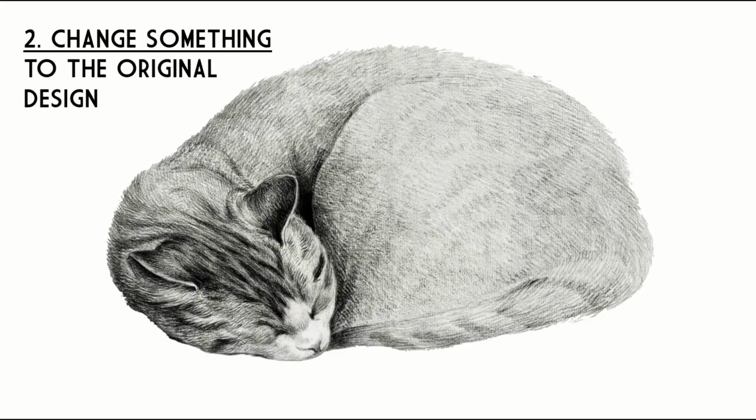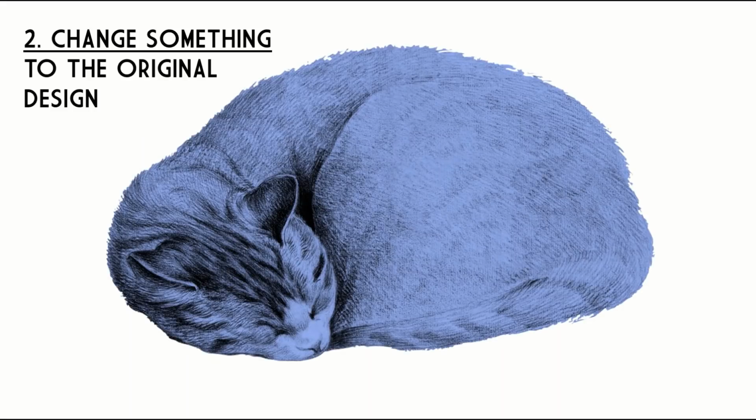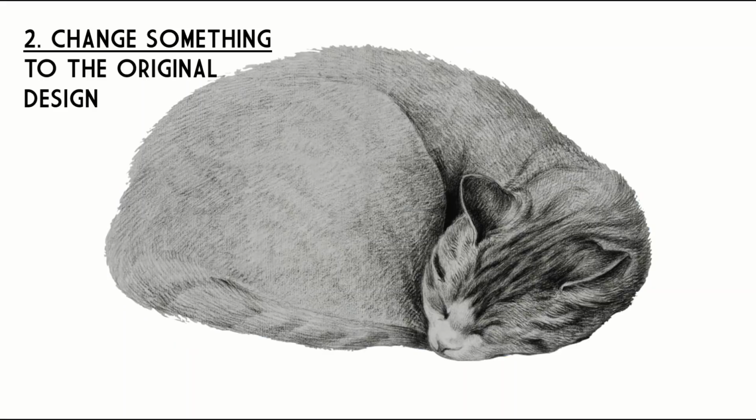Number two, you can change something in the original design. Maybe I don't want to add anything. I want to keep it the same. Okay, maybe I change the color. And I admit I'm not a big fan of a blue cat, but you get the idea. The other thing is you could just rotate it. You can flip it. Make it somehow different so it's not the exact same. It increases your chances that you're not going to get some sort of copyright strike.